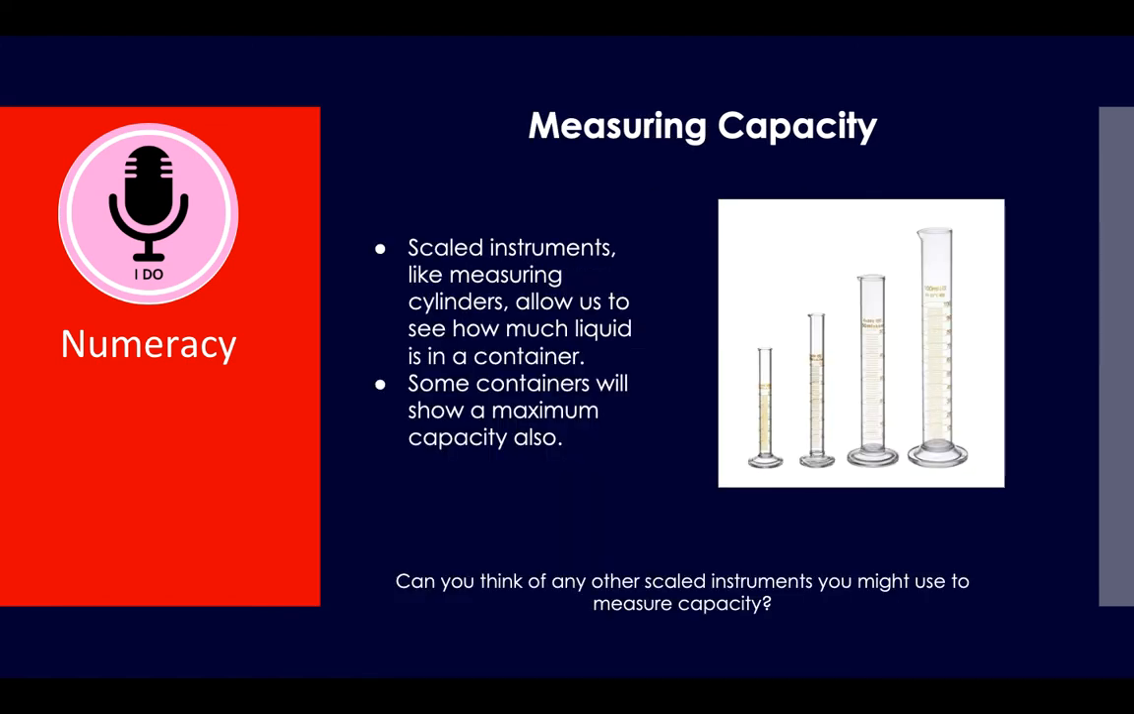Measuring capacity. Scaled instruments like measuring cylinders allow us to see how much liquid is in a container. Some containers will show a maximum capacity also. I wonder what other scaled instruments you've seen. You might have seen some when mum's been cooking or dad's been cooking in the kitchen. I wonder, have a think.